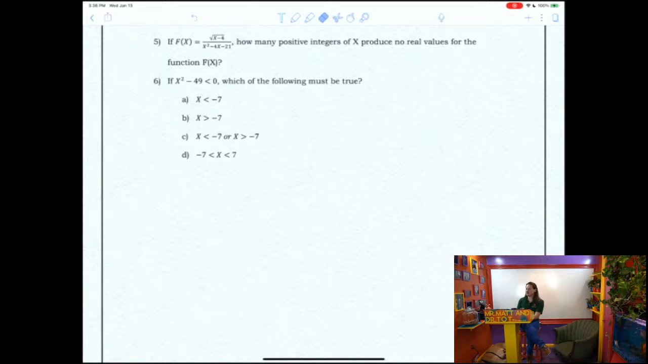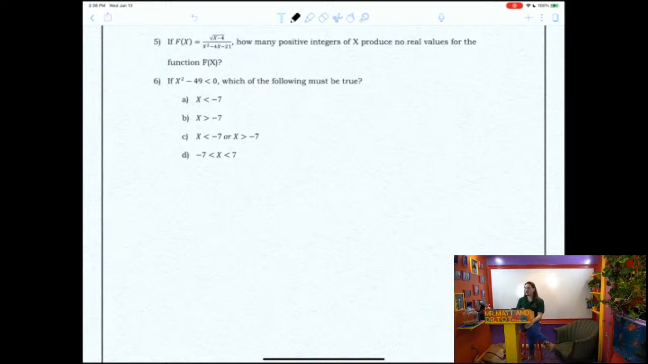So question number 5 asks, if f of x is equal to the square root of x minus 4, quantity divided by x squared minus 4x minus 21, how many positive integers of x produce no real values for the function f of x? Question 6 asks, if x squared minus 49 is less than 0, which of the following must be true?